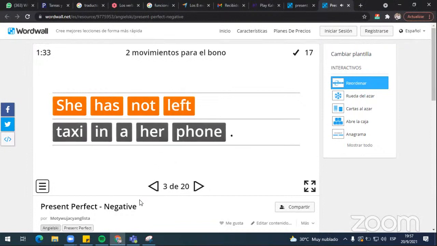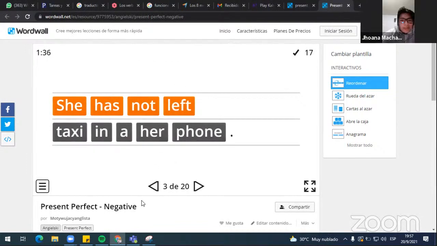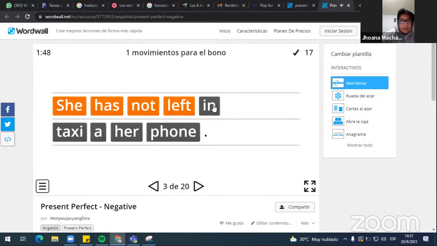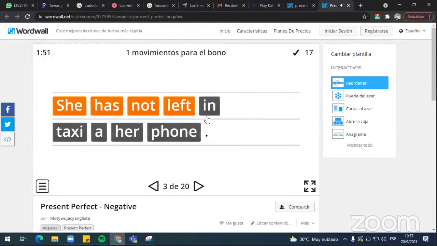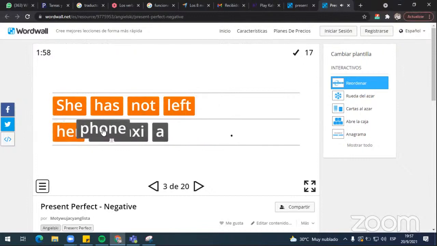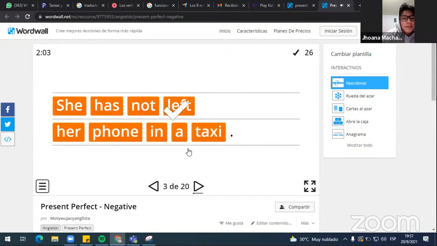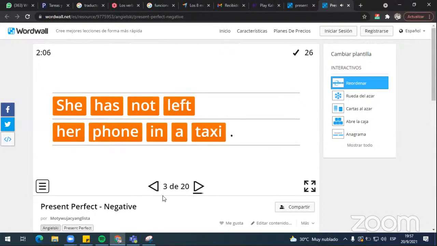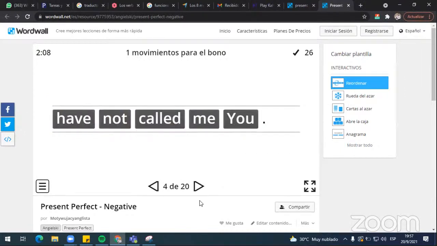Yes, great. The verb, right? She has not left her phone in a taxi. Possession. Again, another phone, no? Mobile and phone. Okay. Next one.